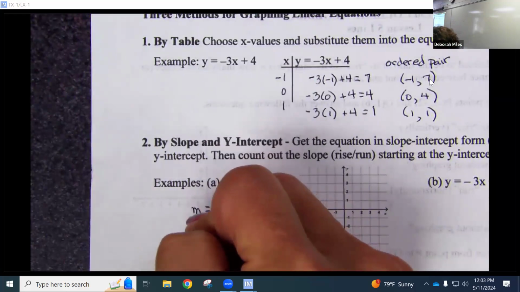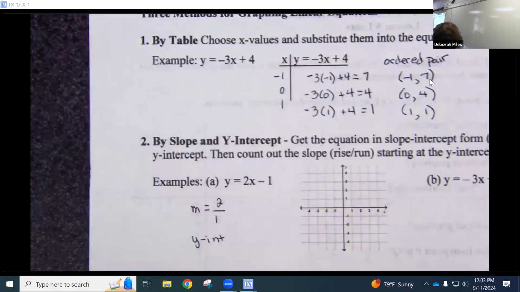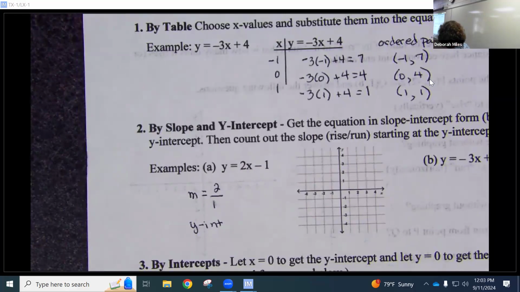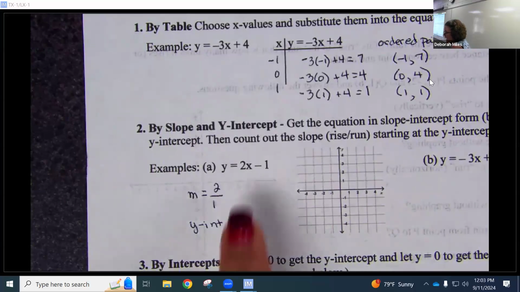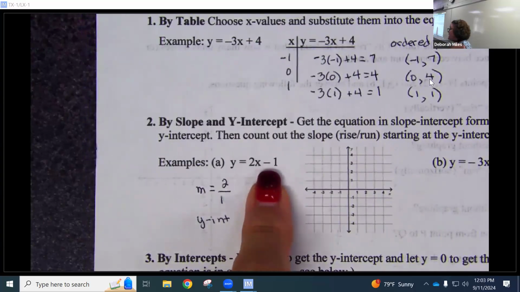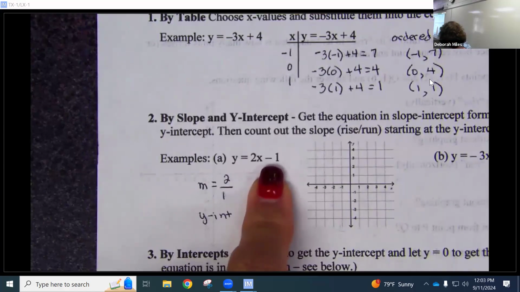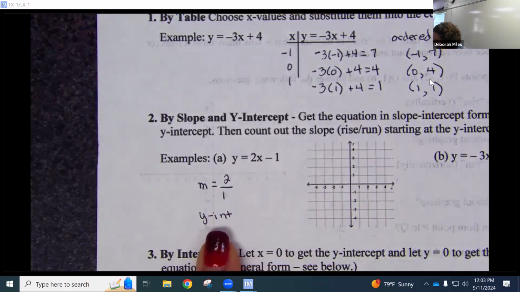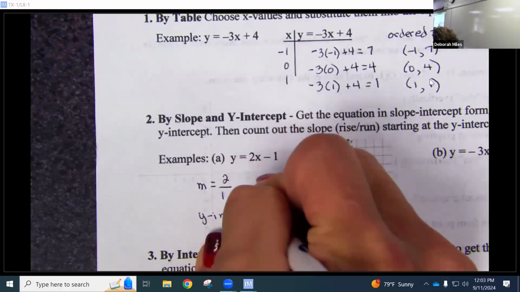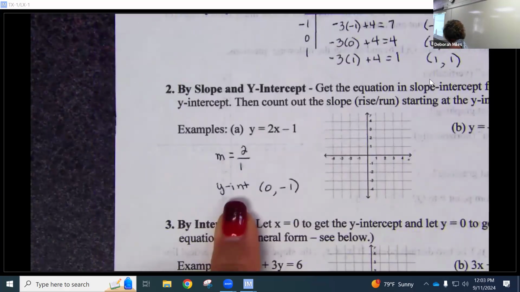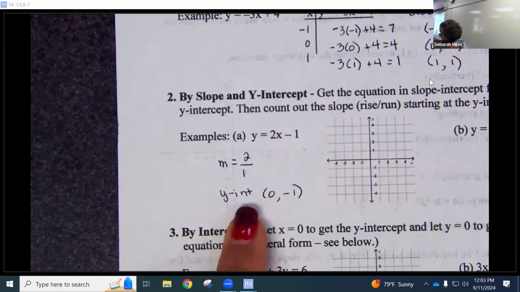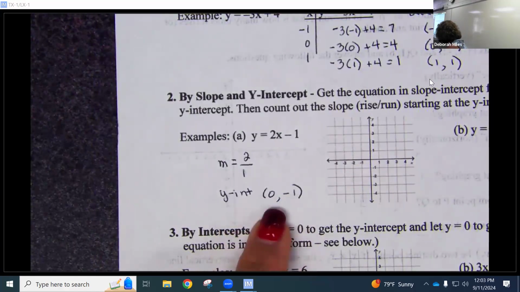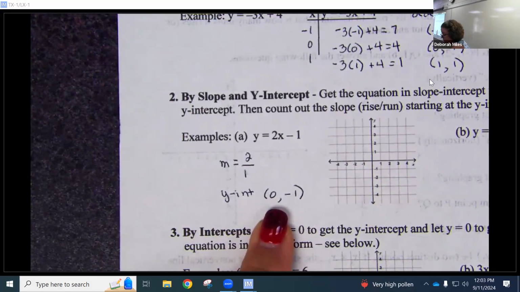And then the y-intercept is what? I love that you gave me the whole ordered pair. I was expecting someone just to say -1, and that would be correct. The y-intercept's -1. But since you're fixing to graph it, I think it may be helpful to write that as an ordered pair: 0, -1. That's where the line crosses the y-axis.